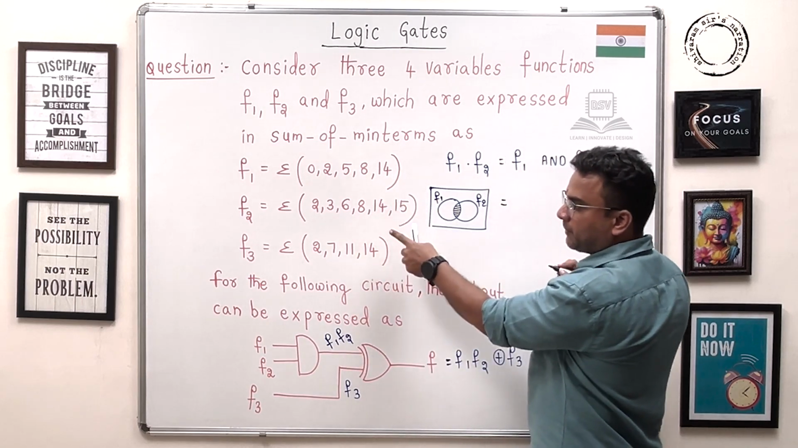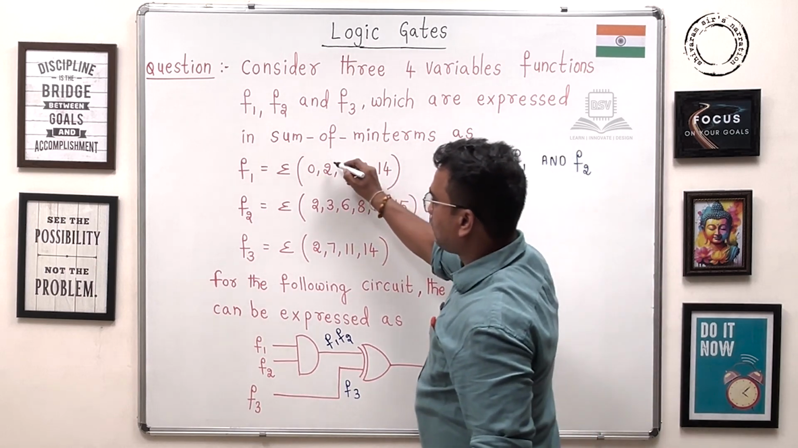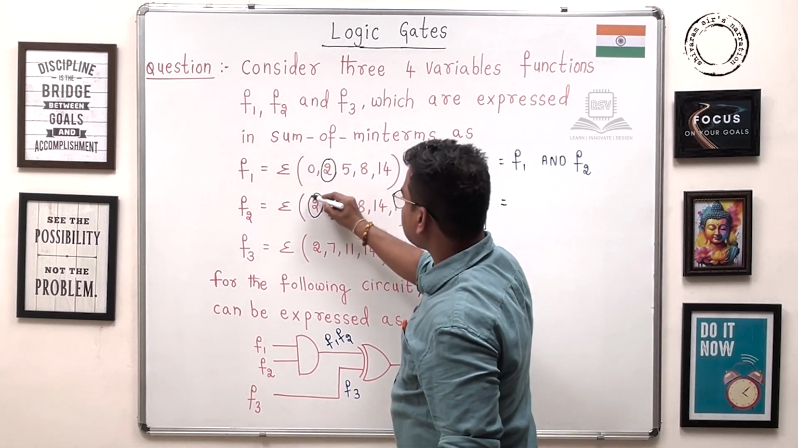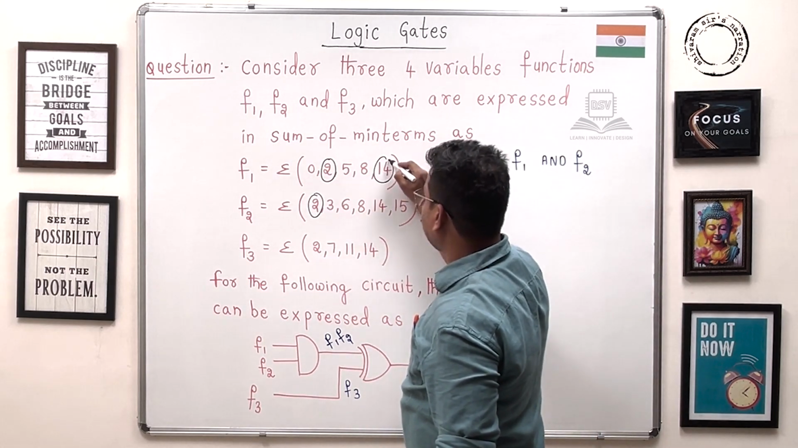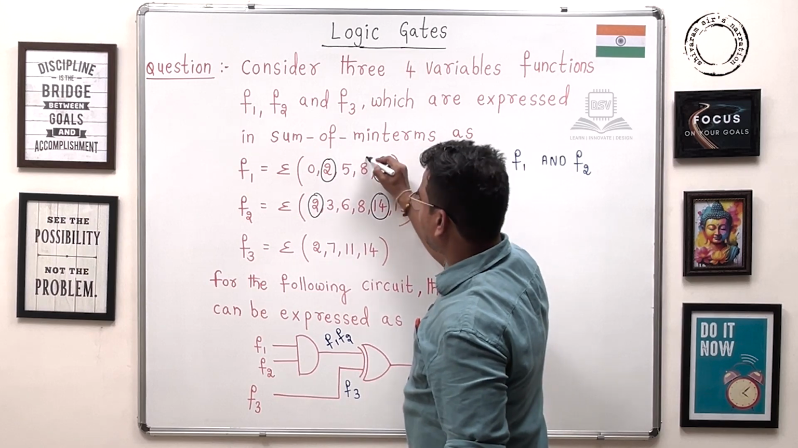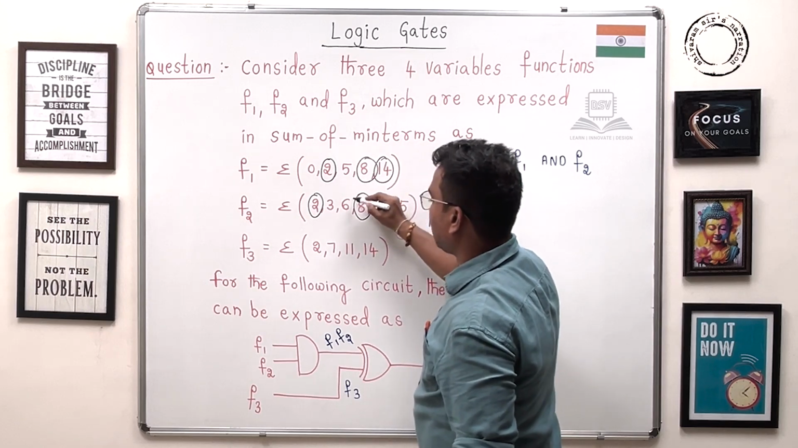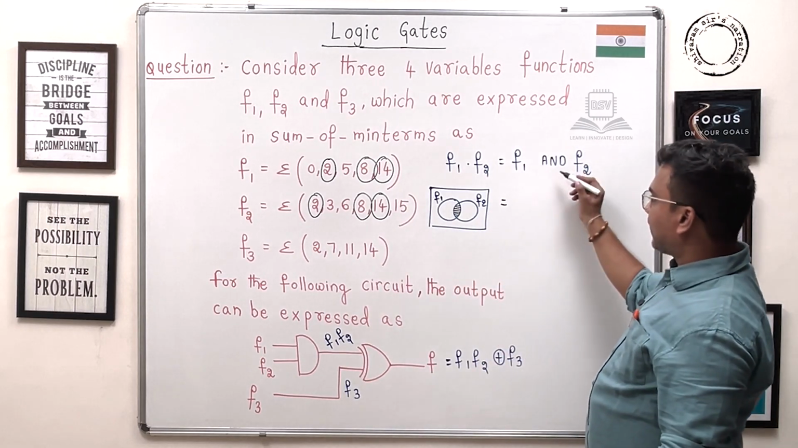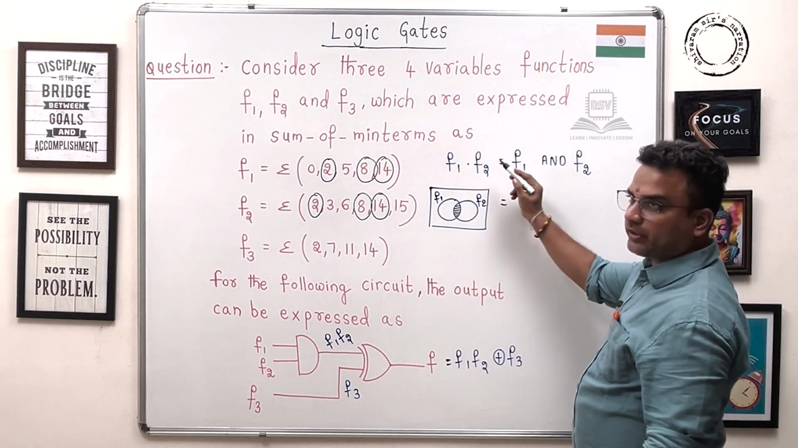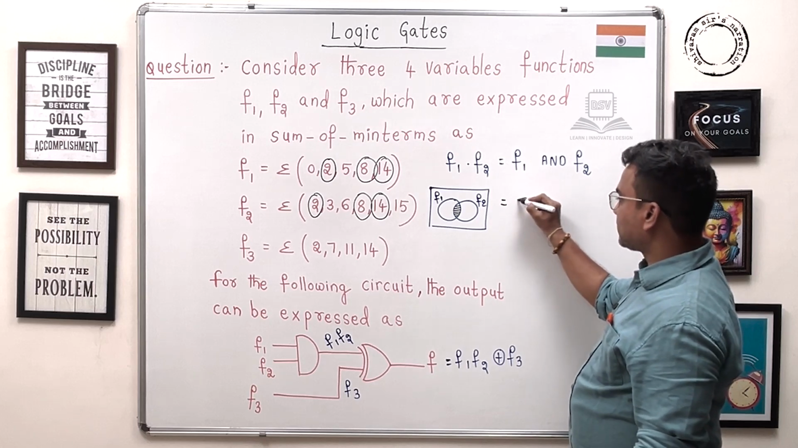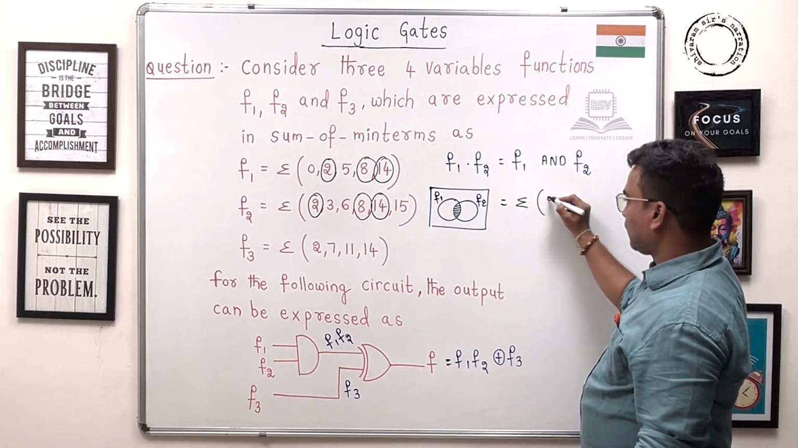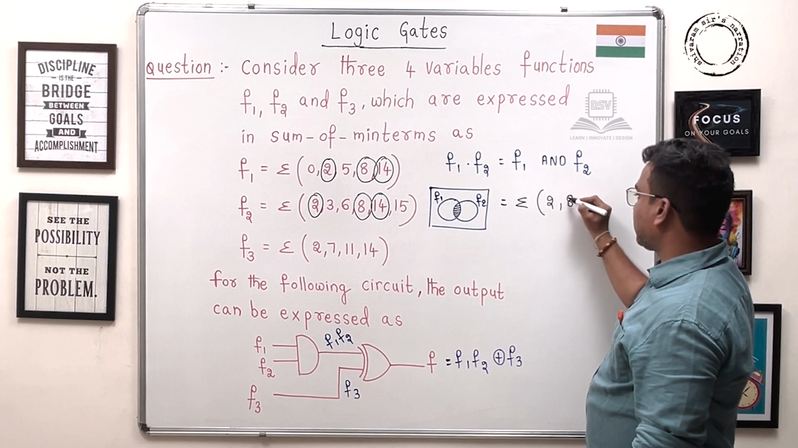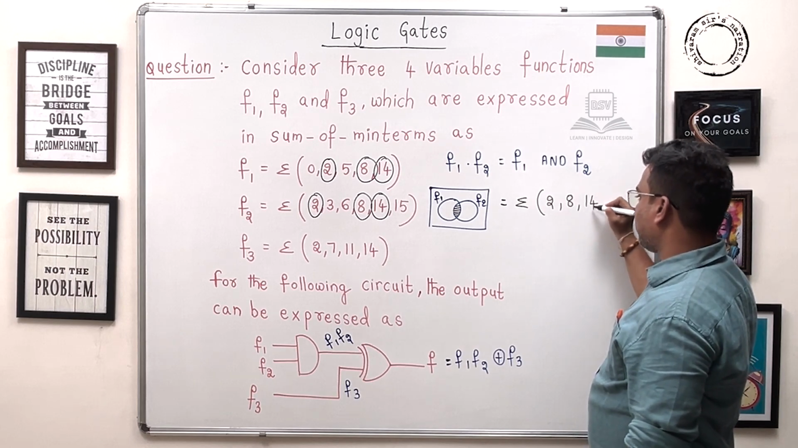Therefore, you see here, that is f1 and f2. What are the common minterms here? 2, 14, isn't it? Of course, 8 as well. 2, 8, 14. Hence, f1 and f2, which is f1 into f2, is sigma of 2, 8, 14.